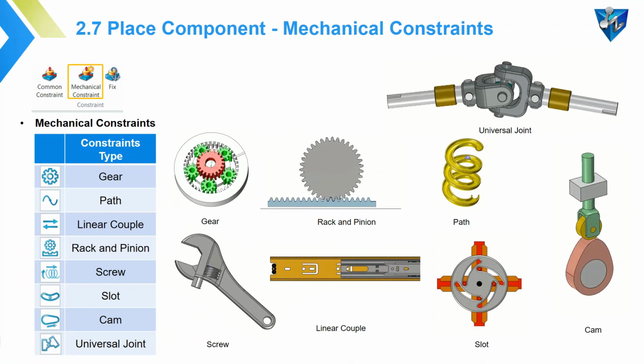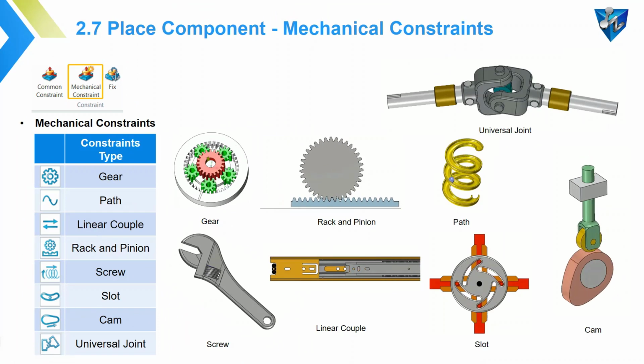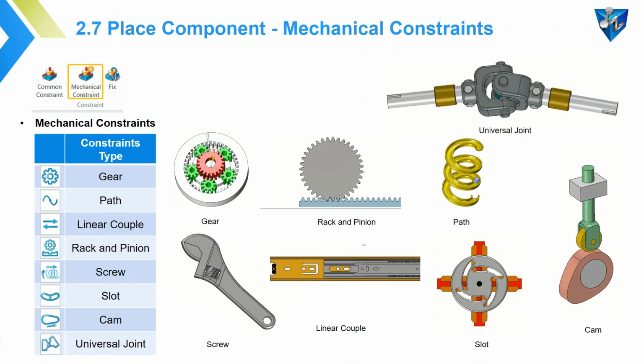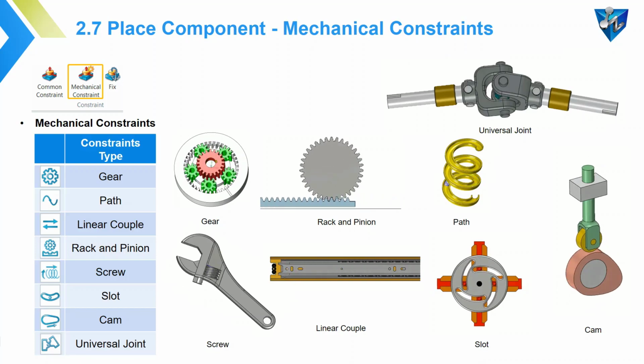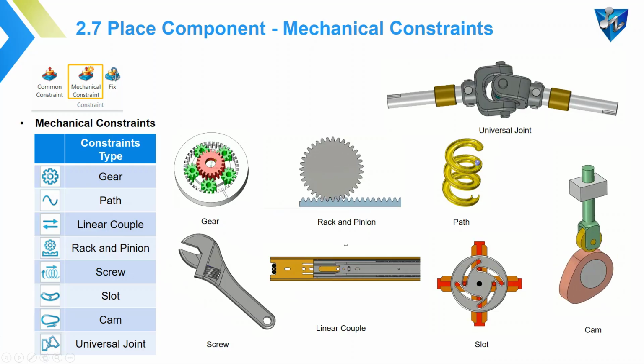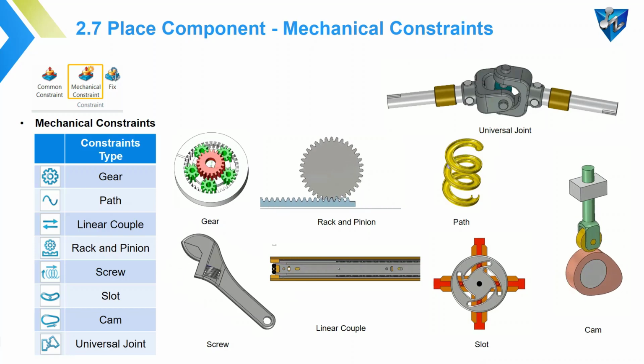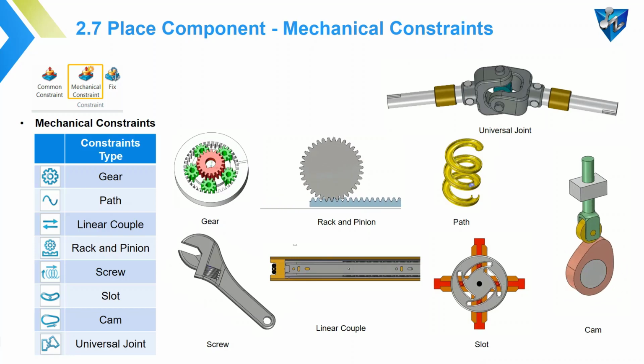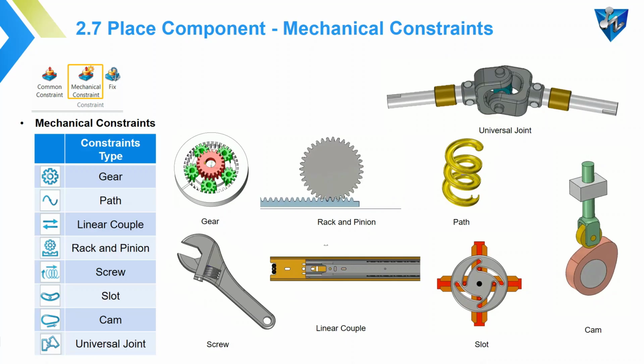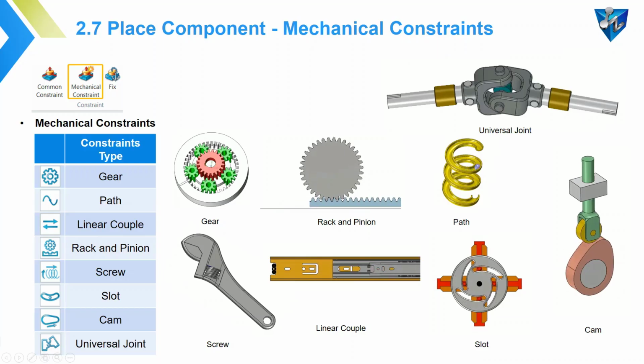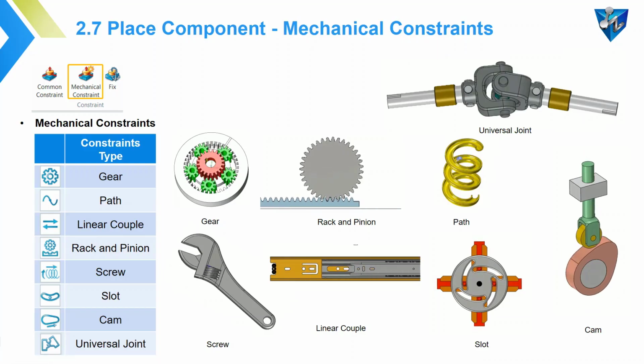Just now we have learned common constraints. And ZW3D also provides 8 types of mechanical constraints. Now let's see them one by one. The first one is gear. Use it to force two components to rotate relative to each other about the selected axis.